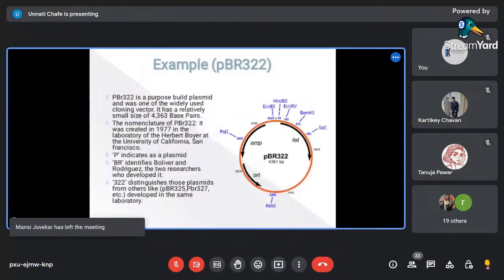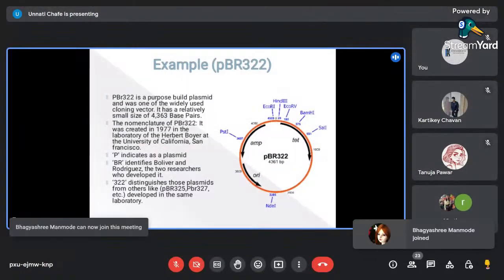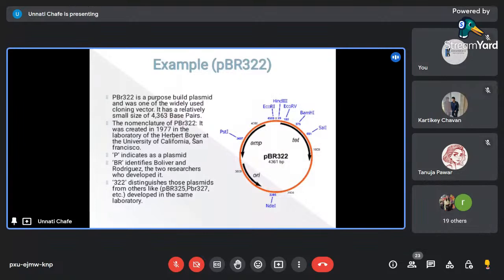Here we can see the example of the pBR322 plasmid. It is an artificially made plasmid with a relatively small size of 4363 base pairs. In the nomenclature, p stands for plasmid and BR stands for the researchers who developed it, Bolivar and Rodriguez. 322 is the order of its invention, to differentiate it from others like pBR325 and pBR327.